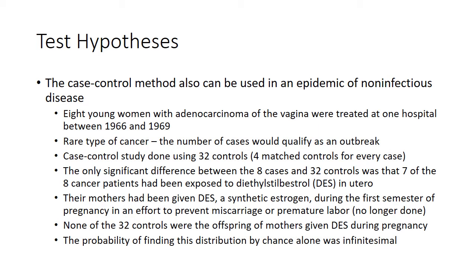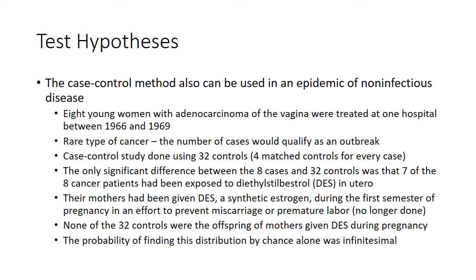You can also use the case control method on an epidemic of non-infectious disease. For instance, we had these 8 young women with adenocarcinoma of the vagina who were treated in one hospital between 1966 and 69. This is a pretty rare type of cancer, and so even though it's a small number, it would be considered an outbreak because it is against an abnormal incidence of these cancers.